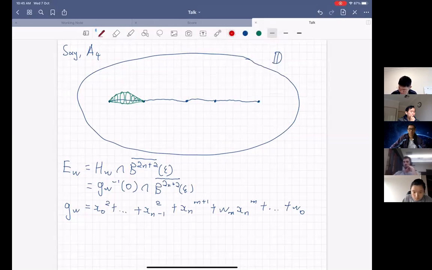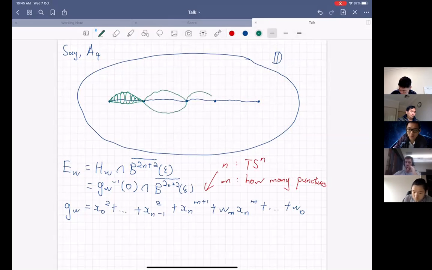Okay, so let me write down. N is governing the cotangent bundle you're using, and then M is governing how many punctures. And also which braid group you're using. So yeah.